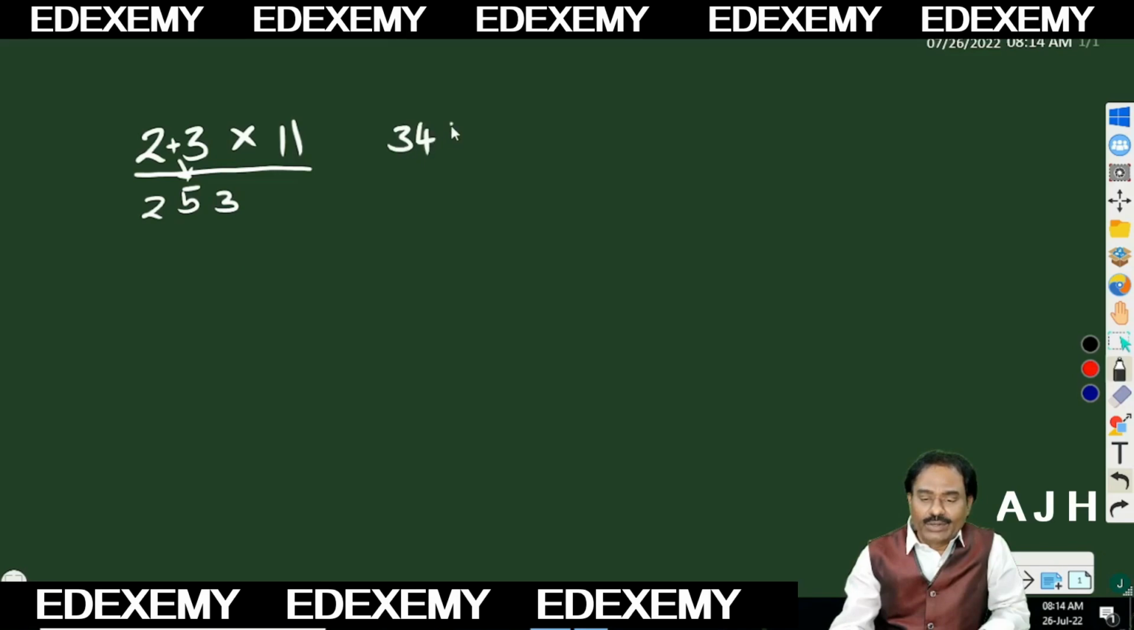Now 34 into 11, what is that? 3 and 4 write here, plus 3 plus 4 is 7. You add the two numbers and put it in the middle. So 374 is the answer.